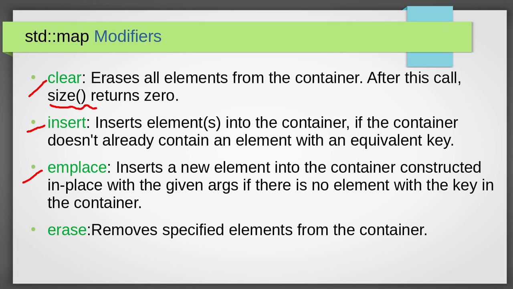Emplace inserts a new element into the container, constructed in place with the given args, if there is no element with the key in the container. So it's the same as insert, but it constructs the pair in place. So in case you are adding objects into the map, it will avoid any copy or move constructor. So emplace is more efficient than insert. Erase removes the specified element from the map.